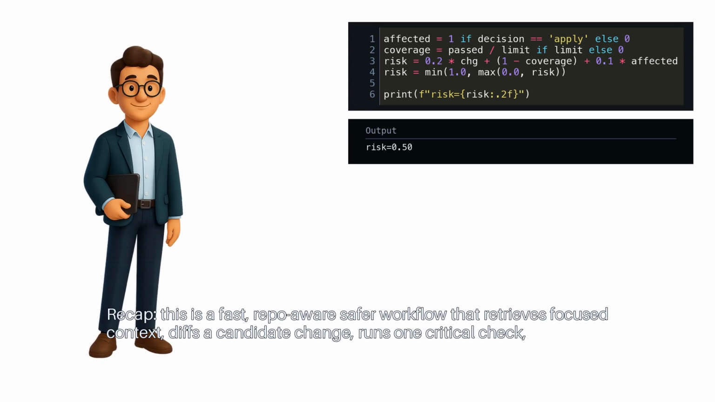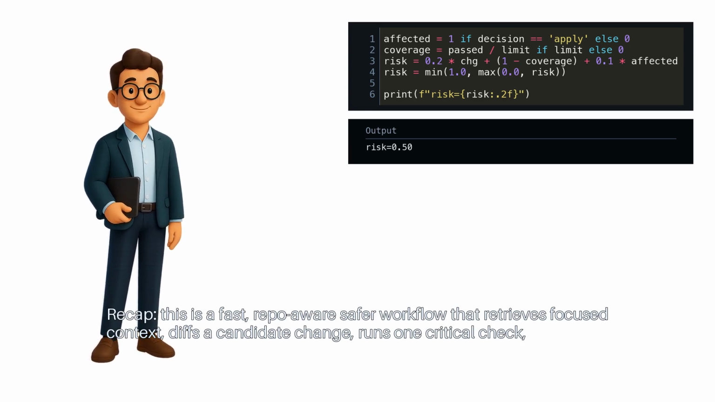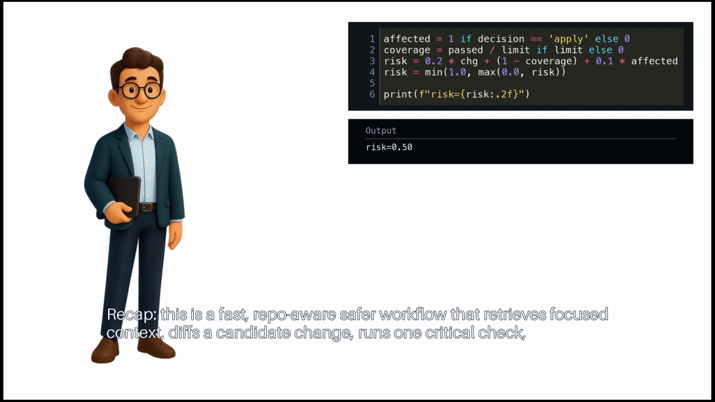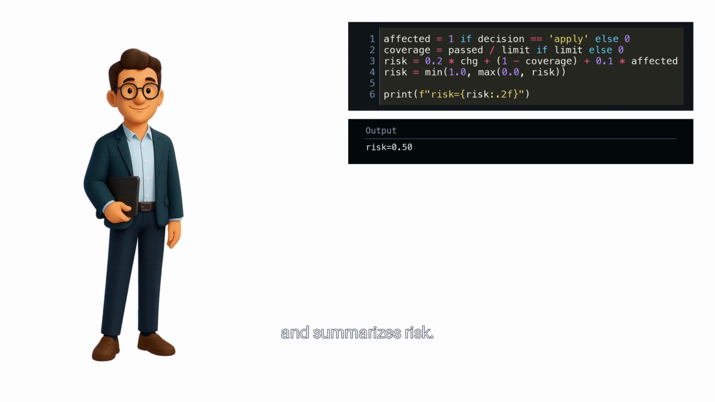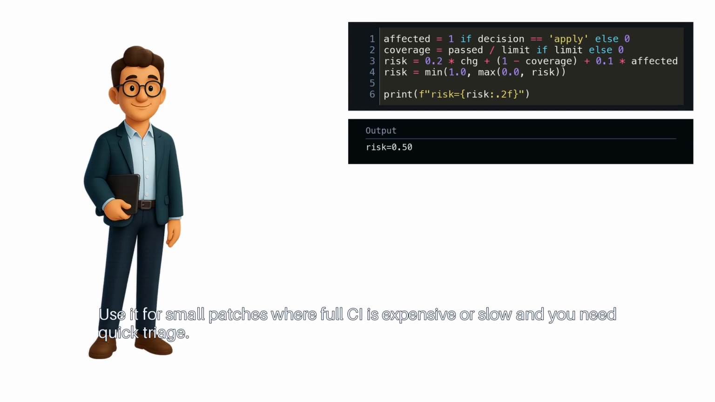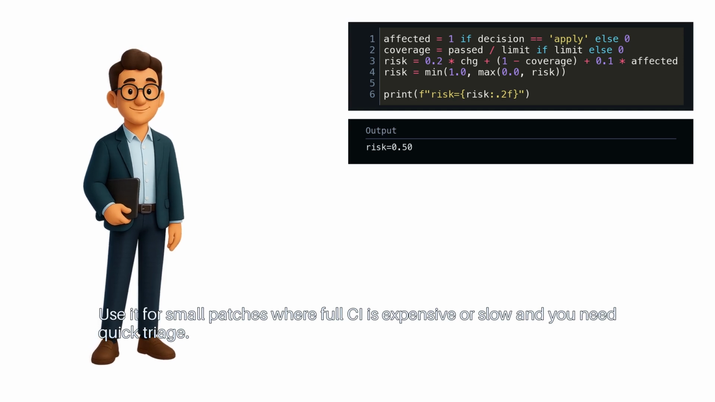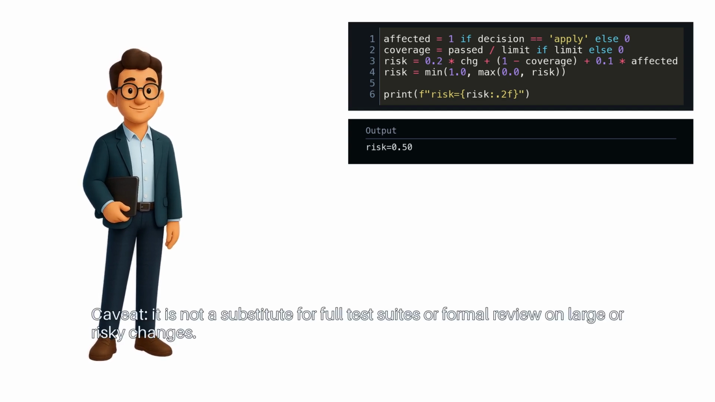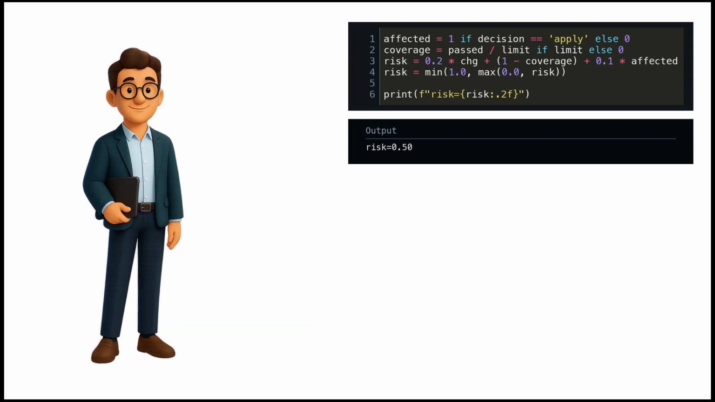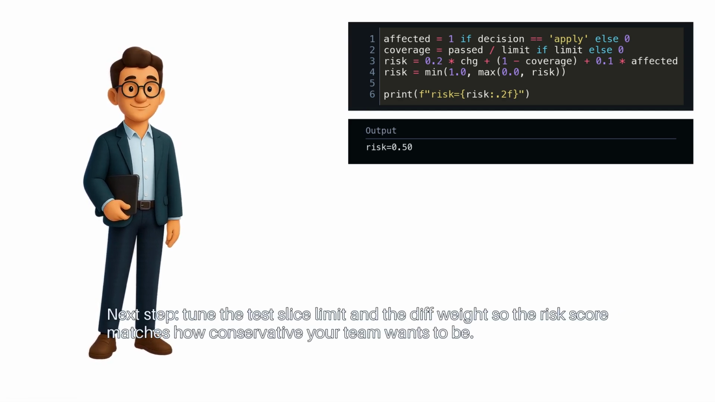Recap. This is a fast, repo-aware, safer workflow that retrieves focused context, diffs a candidate change, runs one critical check, and summarizes risk. Use it for small patches where full CI is expensive or slow, and you need quick triage. Caveat: it is not a substitute for full test suites or formal review on large or risky changes. Next step: tune the test slice limit and the diff weight so the risk score matches how conservative your team wants to be.